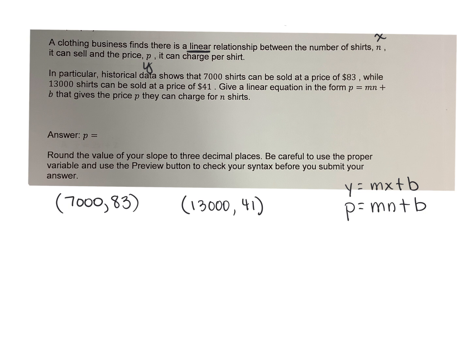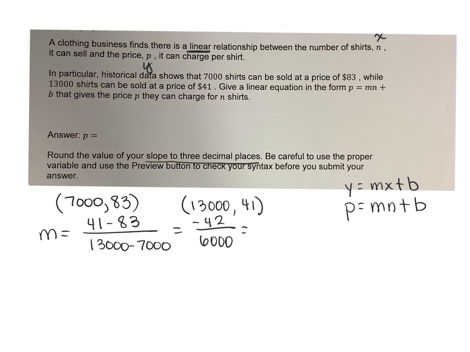So the first thing we need, of course, is a slope. So we're going to go calculate that. We have 41 minus 83 over 13,000 minus 7,000, which gives us negative 42 over 6,000. And it tells us in the directions that we want to evaluate this slope to 3 decimal places. So when we divide that, you get negative 0.007. So that would be my slope.